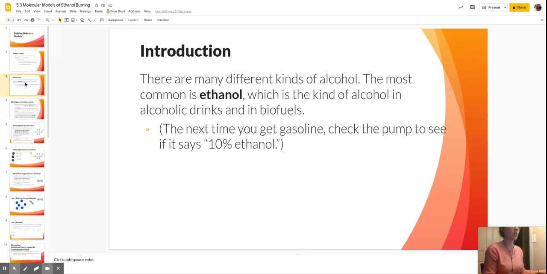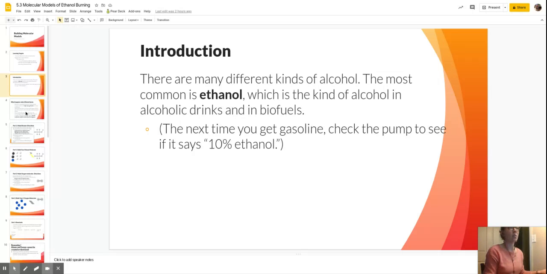Just to give you guys a little introduction, remember there are many different kinds of alcohol. Ethanol is the most common one, and that's what we saw in the investigation from this week. It's a kind of alcohol in alcoholic drinks and biofuels. Even like you guys have talked about before in class, when you get gas and you look at the pump, it actually says contains 10% ethanol. So it's everywhere in our lives.